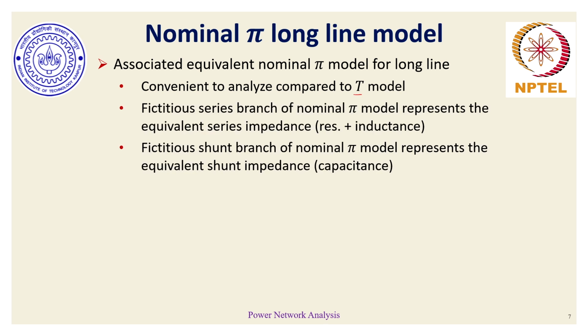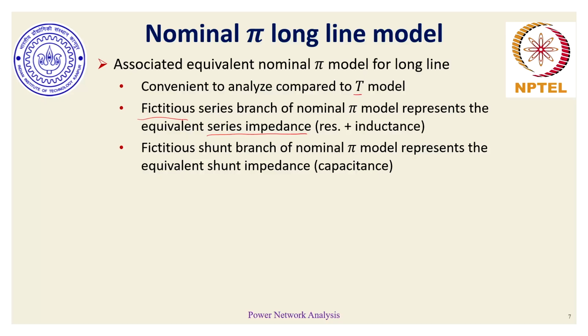The pi model would have a fictitious series branch or a series impedance. Remember, in medium line for pi or T model, we had assumed lumped representation. In long line, the representation of parameters is distributed, it is not lumped. So when we are trying to find the equivalent nominal pi model or T model, the corresponding models refer to lumped representation.